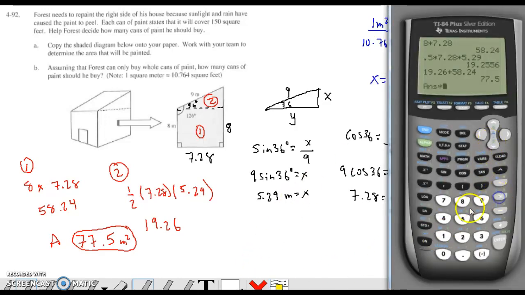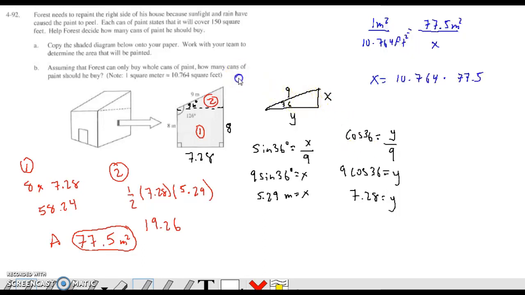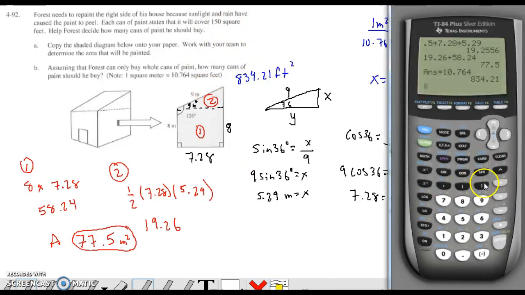So I'm going to multiply that by 10.764. So 834.21. So again, that's in feet squared. So now what I want to do is divide 150 by this number, and that will tell me how many cans of paint I have to buy. So I divide 150 and I get 5.56.